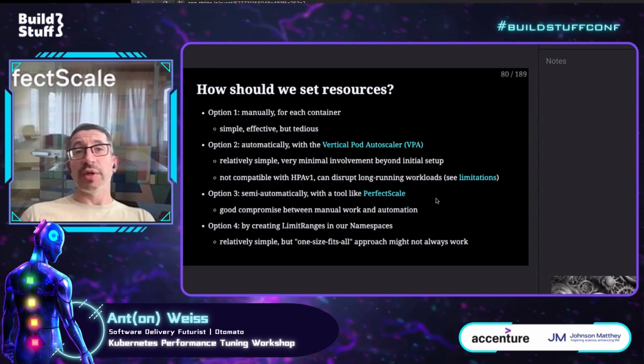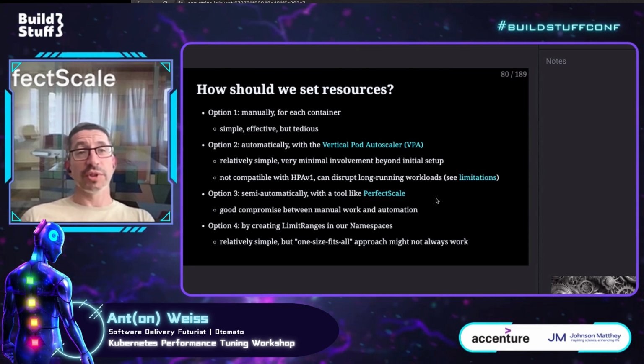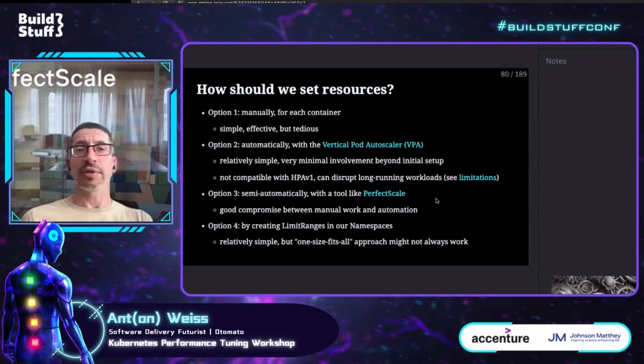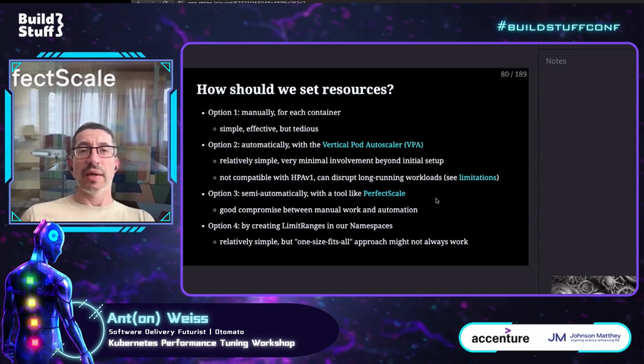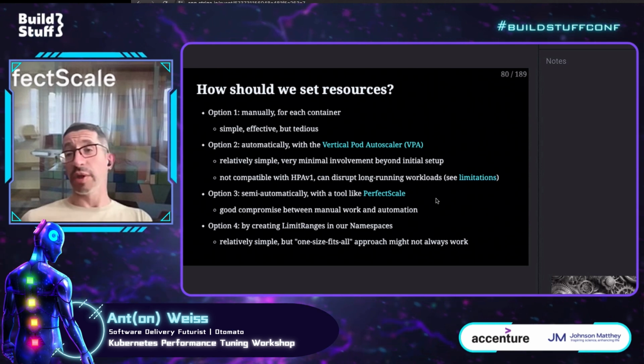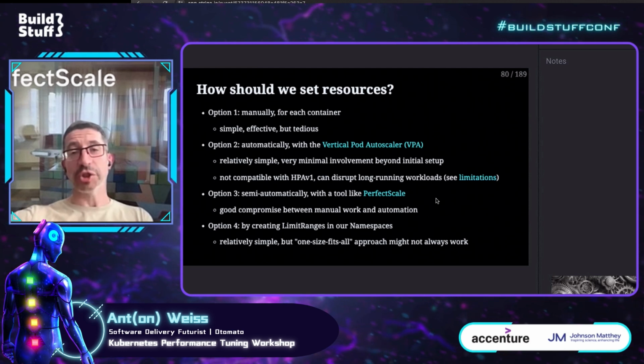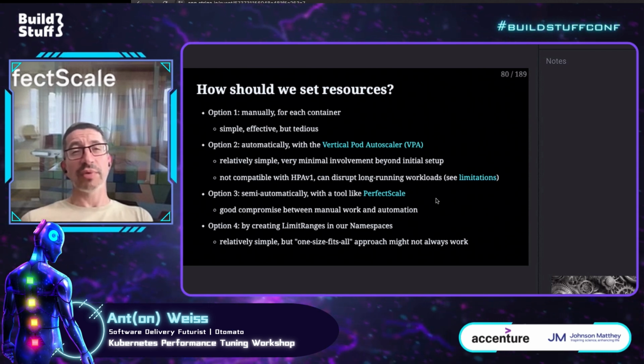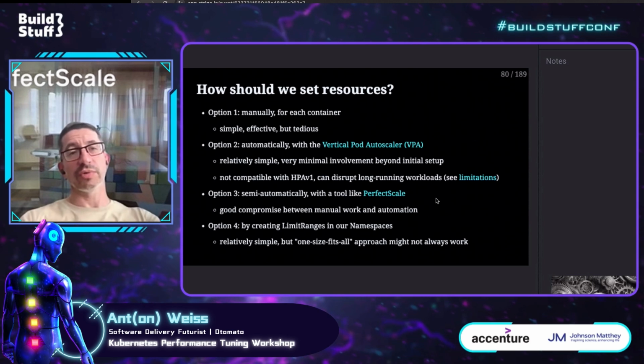We can, of course, do this manually for each container. It's simple. It may be effective if we know what we're doing, but this is, of course, tedious. We can do this automatically by using something like a vertical pod autoscaler that we'll look at a little bit later today. It has its own issues. We can do it semi-automatically, start with a tool like PerfectScale that provides you the recommendations and then allows you to switch to automation once you learn to trust the tool. And we can also set some defaults by creating limit ranges. And that's what we're going to look at right now.